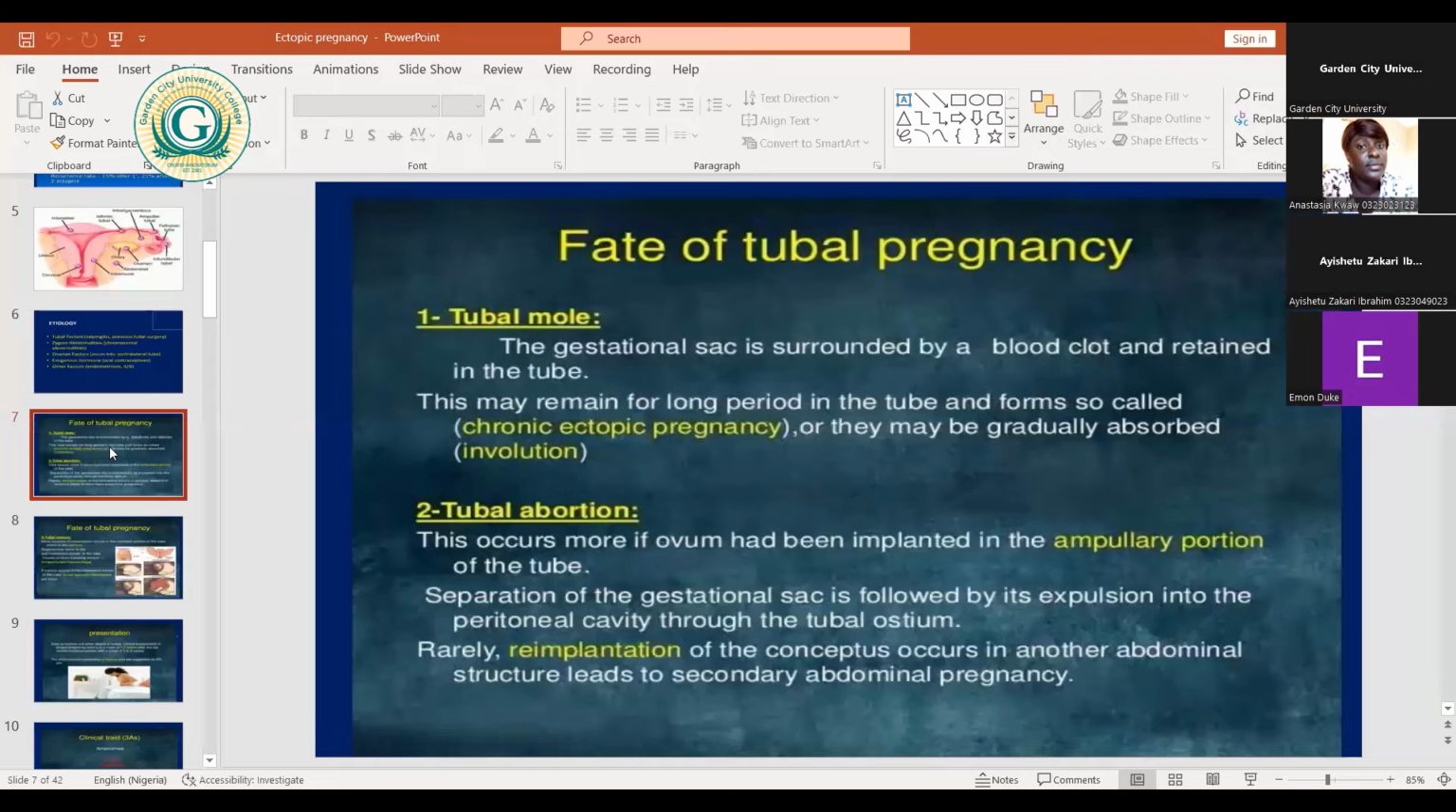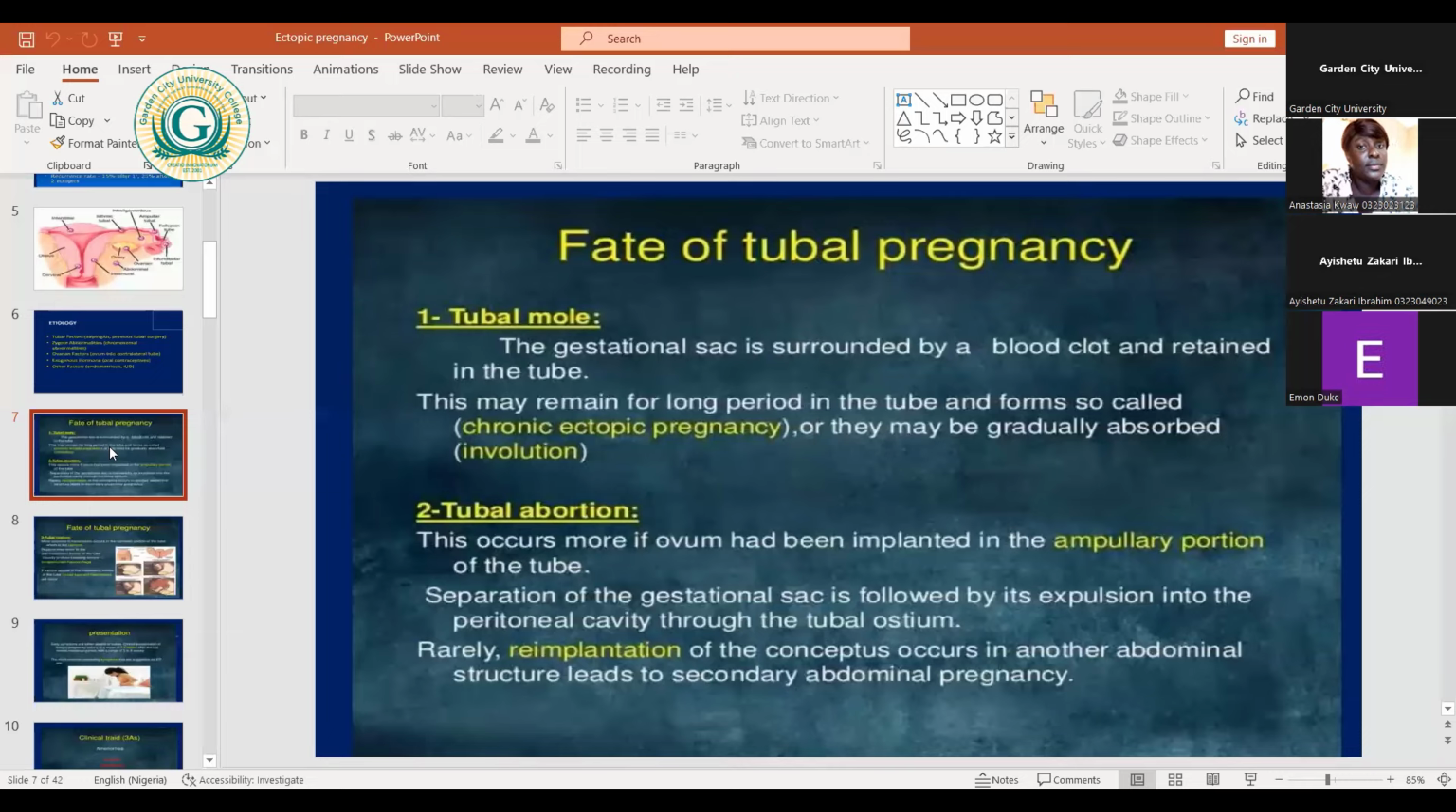Then the fate of tubal pregnancy. The gestational sac is surrounded by a blood clot and retained, which is usually retained in the tube. When that happens, this may remain for long periods in the tube, and it could form what is called a chronic ectopic pregnancy, or it may be gradually absorbed. The blood mole could be gradually absorbed into the body, and we say involution. That is usually a problem. It's not the best.